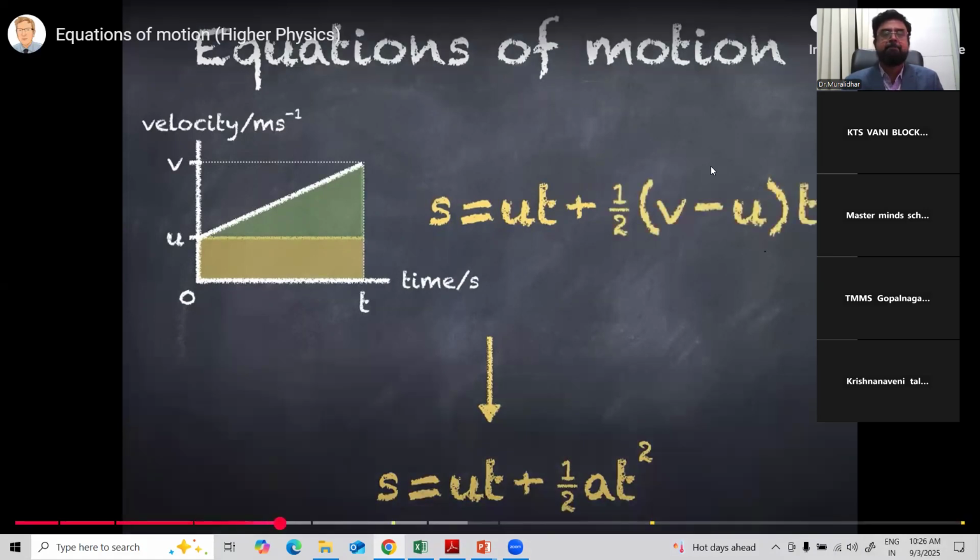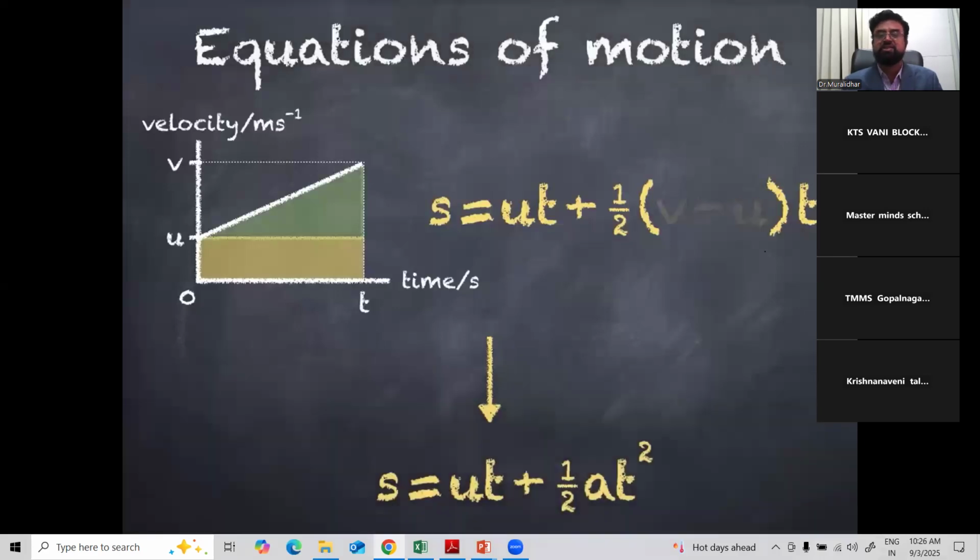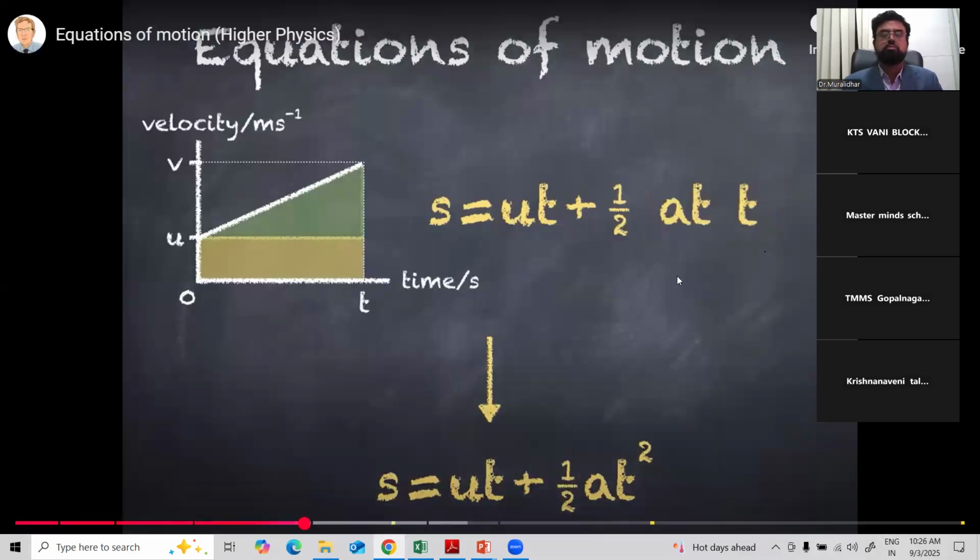If we remember back to the last derivation, at one stage we had v minus u is equal to at. So we can substitute at into the brackets. Graphical derivation. If we now multiply out the brackets, we can get the equation we're after: s equals ut plus half at squared.